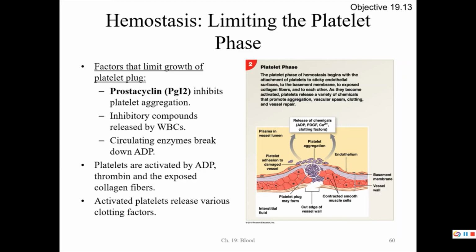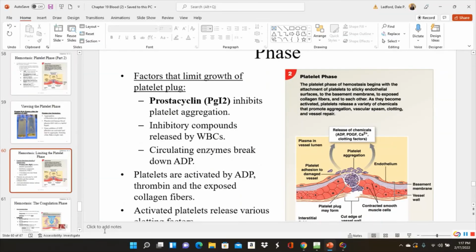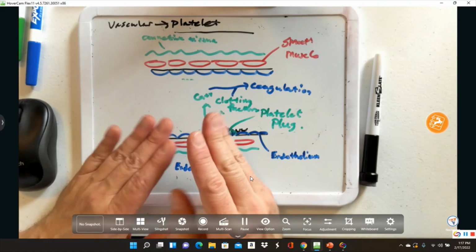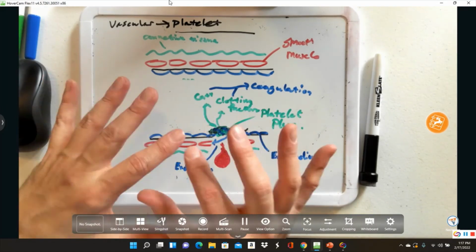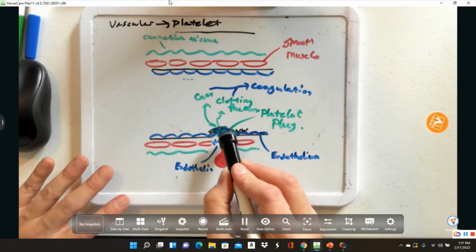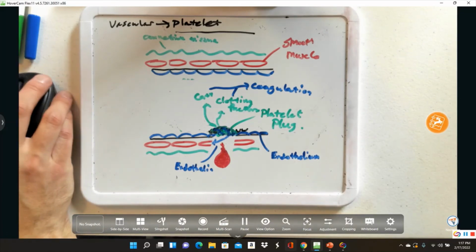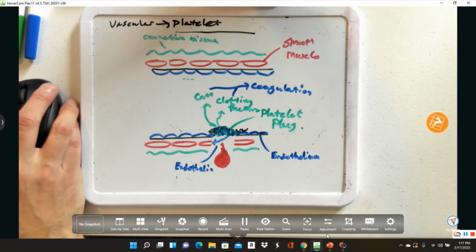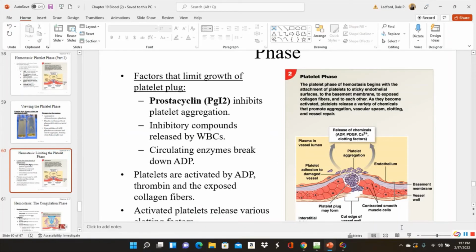So this is allowing us to get just the right amount of sealing that we need to have. Now, what's going to happen, these platelets are activated by ADP, and then there will be thrombin and exposed collagen fibers. So see, there will be damaged blood vessels, and all of this stuff that's here can activate platelets, and they'll stick and they'll form a platelet plug. And the coagulation cascade is going to help to do this. So what we're going to do is talk about coagulation next.